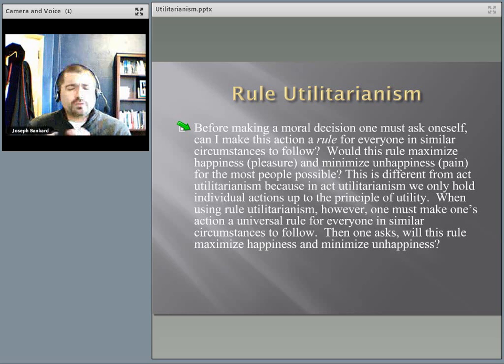A few things though. Rule utilitarianism takes the long view of consequences. What will this do long term? Act utilitarianism often looks at the immediate. What will happen right now in my situation?